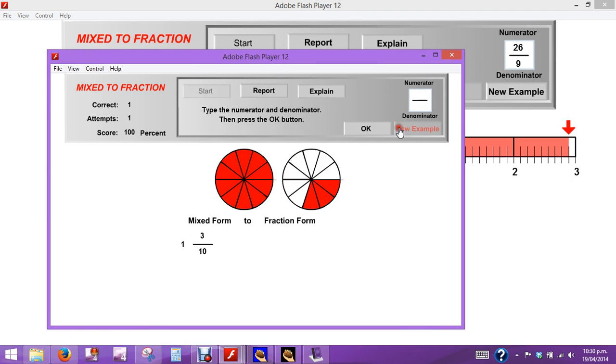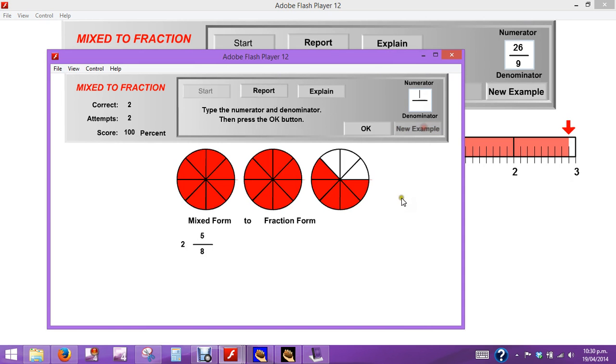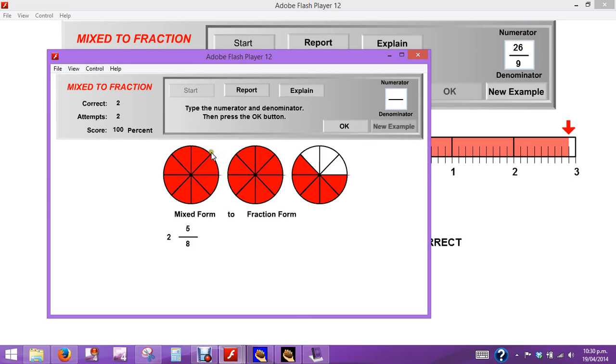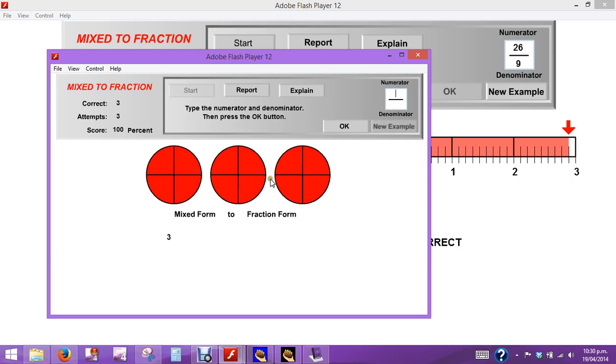Okie doke. Next one, 1 and 3/10, there's 10/10 there, plus 3, 13/10 altogether. No issues there. All correct. Next one, I can see 8ths, 16/8 in the 2, 2 8ths is 16, and 5 makes 21/8, I think. Correct. Next example, I can see 3 wholes.